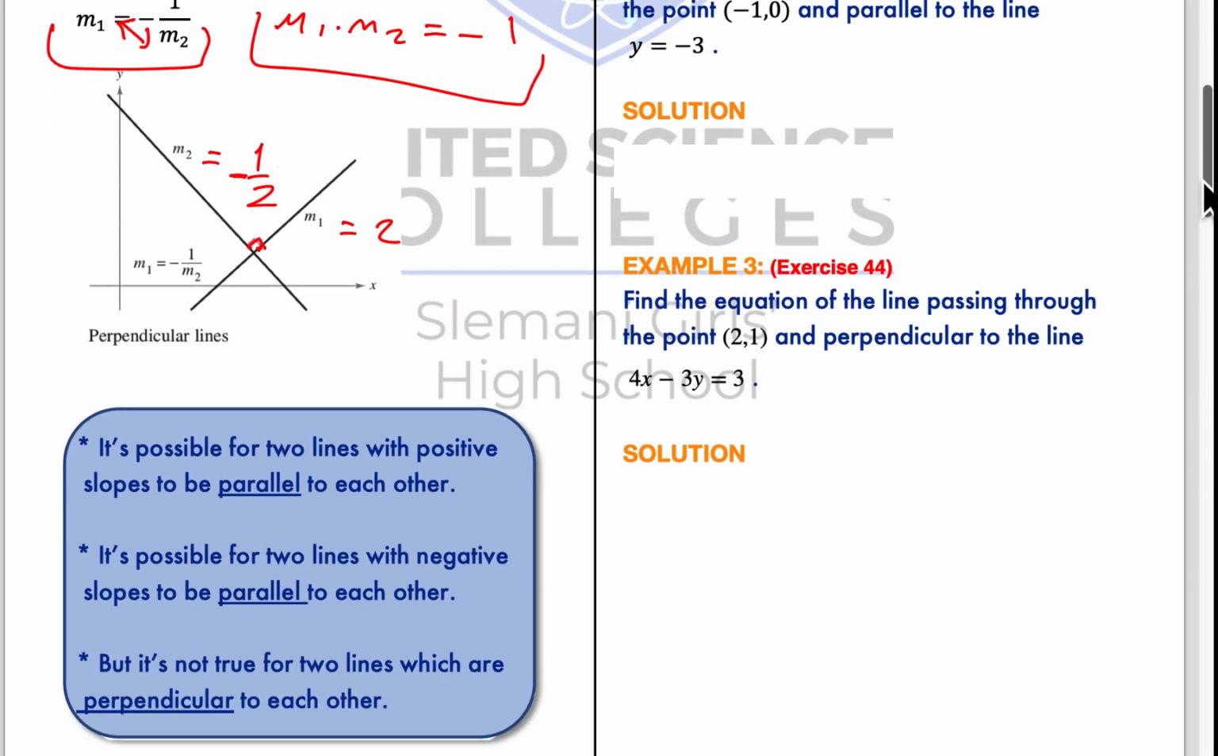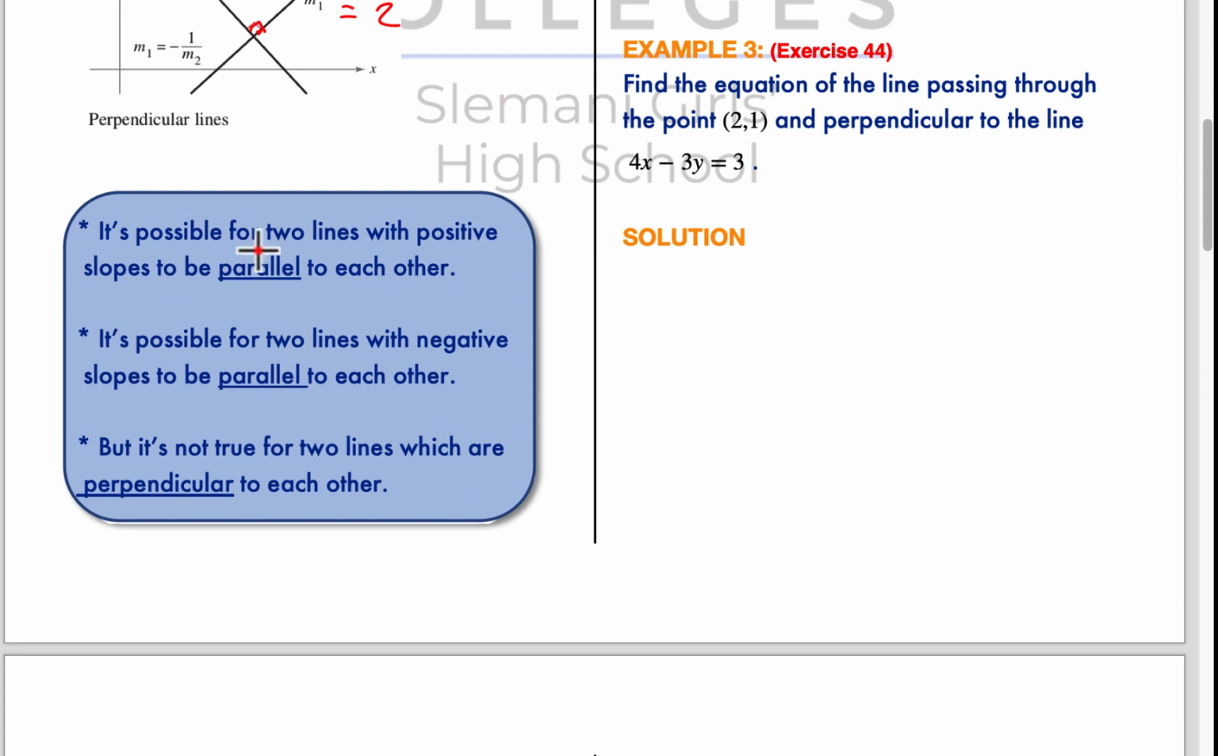And let's take a look at some notes. It's possible for two lines with positive slopes to be parallel to each other. These notes can come as true or false questions in the exam. If there are two lines that have the same sign slopes, if they are positive, they can be parallel. If both of the lines' slopes are negative, then they can be parallel to each other.